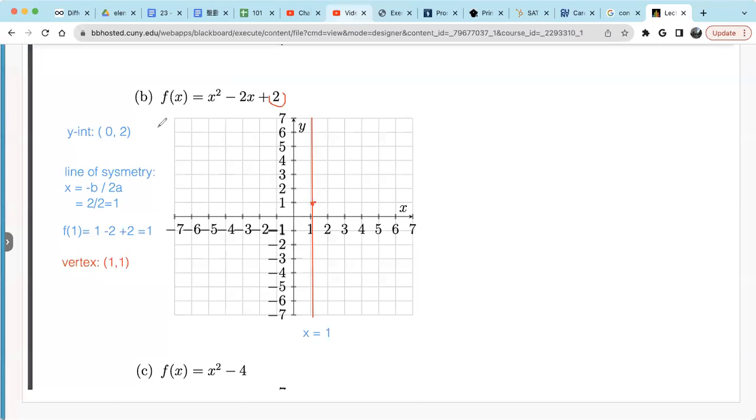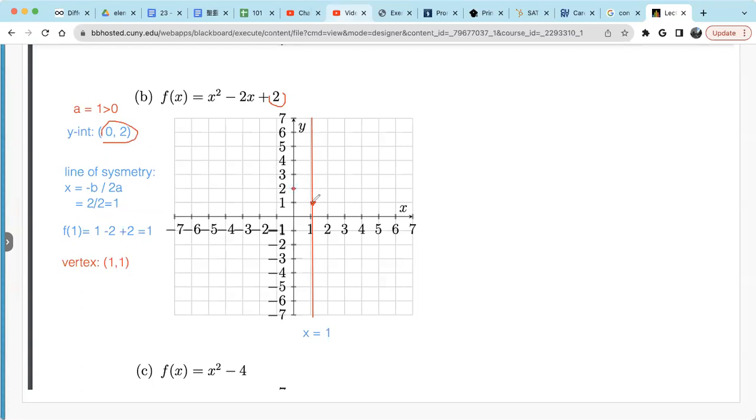Now, what's my a? A, b, c. A is the value before x squared, which is 1, which is positive. It's greater than 0. That means my graph goes upward, this way. And I have my y-intercept. Let's graph my y-intercept. It's right here.